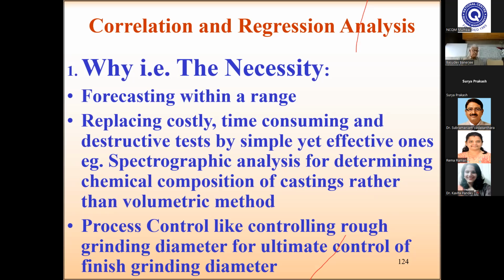Example, spectrographic analysis for determining chemical composition of castings rather than the volumetric method. You know, the volumetric method takes 4-5 hours. Initially, when the castings are going on, you have to do it minute to minute, hour to hour. That can be done with spectrographic analysis. Process control, like controlling a rough grinding diameter for ultimate control of finished grinding diameter.